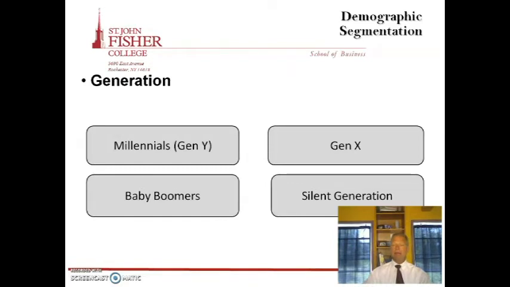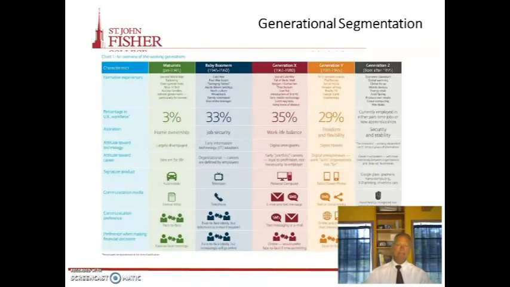Your book has really four. The silent generation, some people call it the greatest generation. Those would be people that were really pre-World War II. Your baby boomers were born in 1946 to 1960, 58, 60 somewhere. Your millennials, some people call them Gen Y, some people call them millennials, and then Gen X.